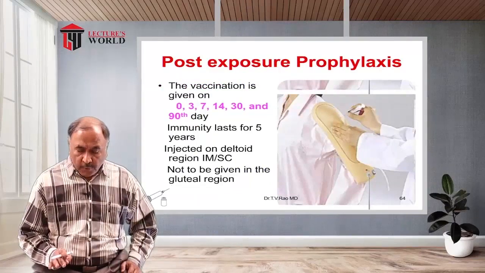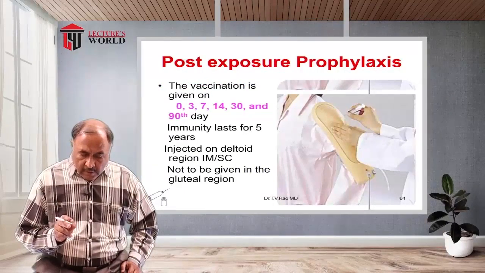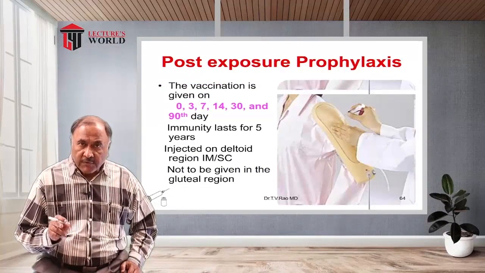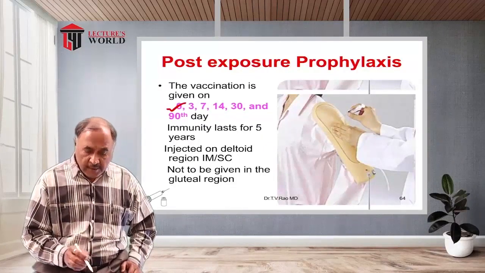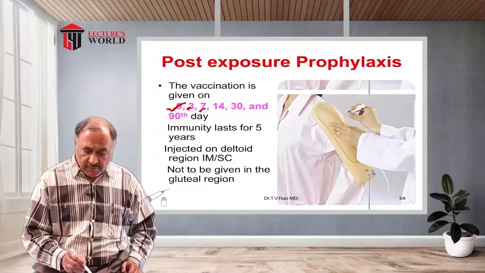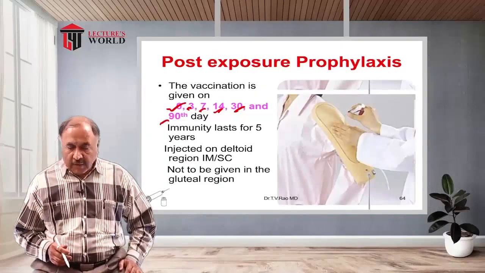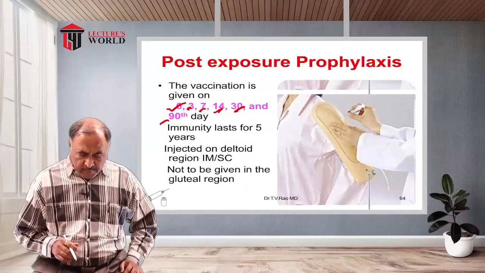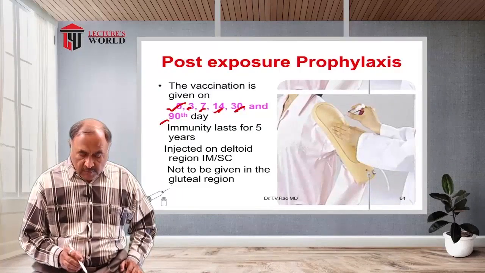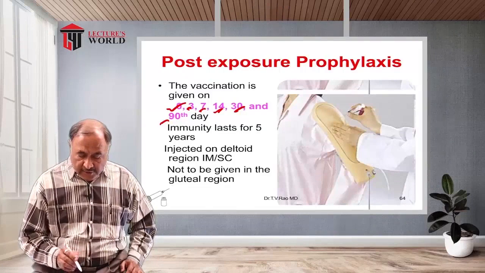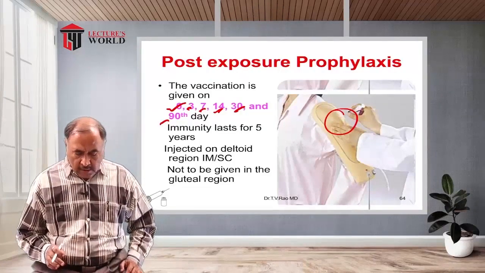Now, the post-exposure prophylaxis vaccine is given for 6 to 7 days, and the dose is given on day 0, that is the day of biting, followed by the 3rd, 7th, 14th, 30th and 90th day. Immunity would last for 5 years, and this vaccine is injected in the deltoid region. It is not to be given in the gluteal region.